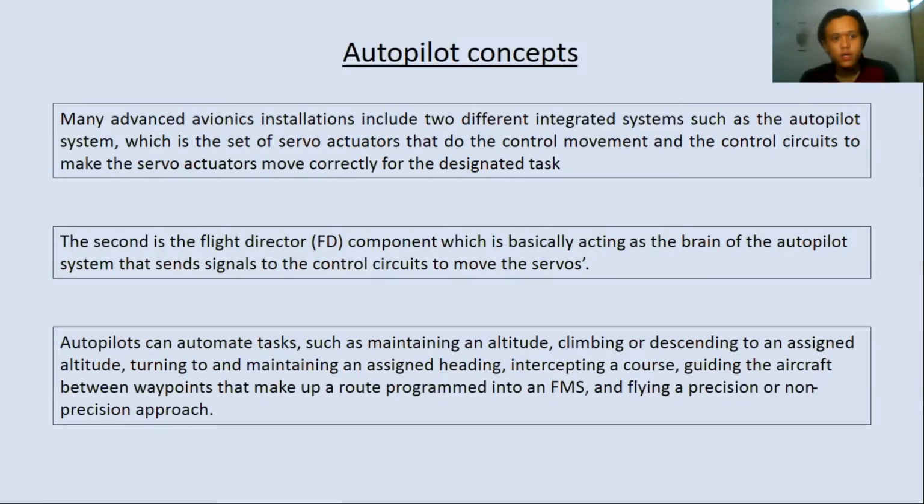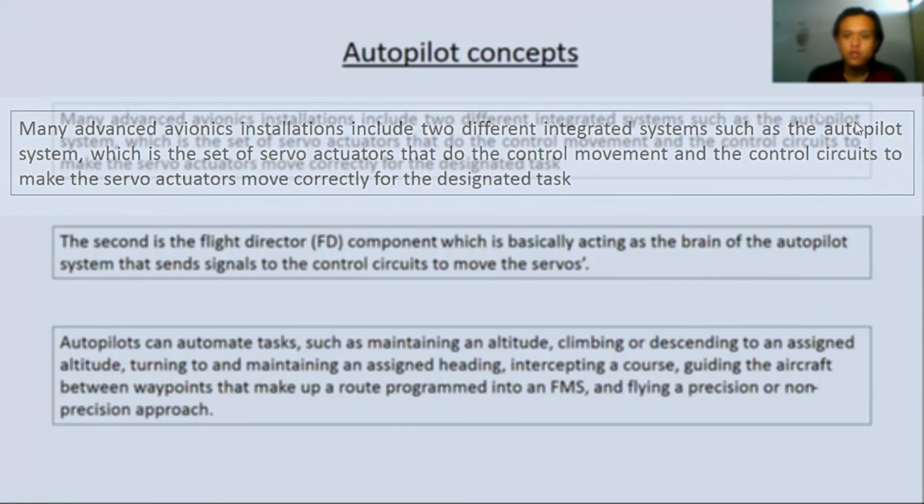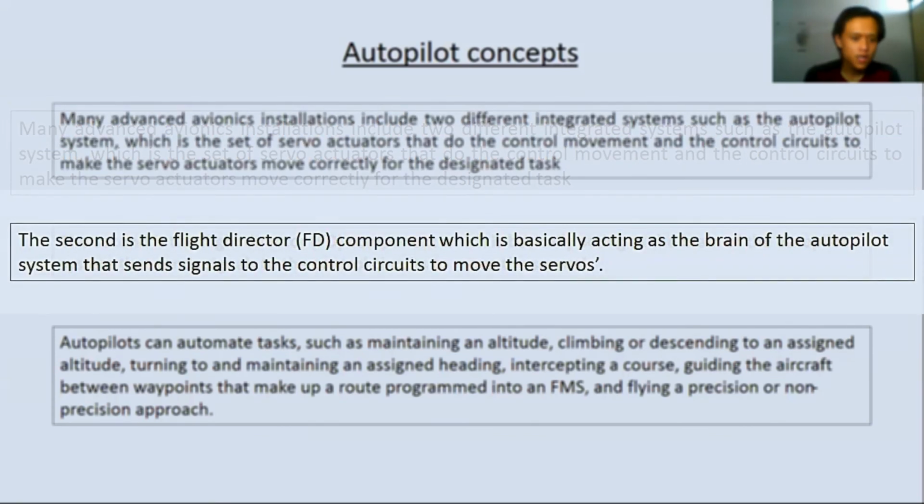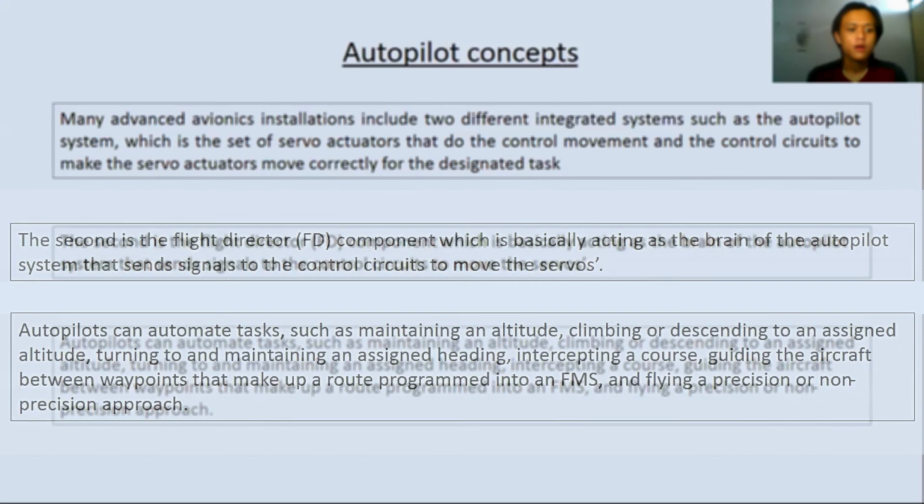So, the autopilot concepts. Many advanced avionic installations include two different integrated systems. The first is the autopilot system, which is the set of servo actuators that do the control movement, and the control circuits to make the servo actuators move correctly for their designated task. The second is the flight director component, which is basically the brain of the autopilot system and sends signals to the control circuits to move the servos based on the information they receive from other instrumentation in the cockpit.